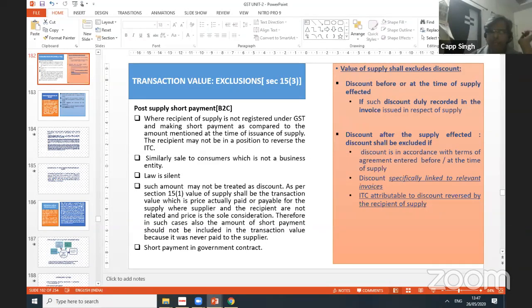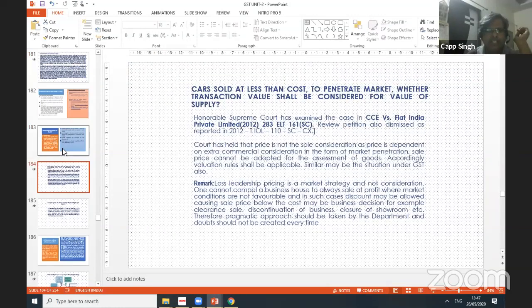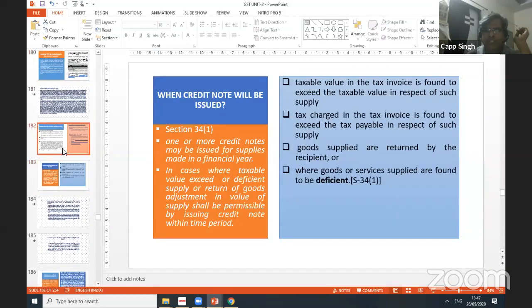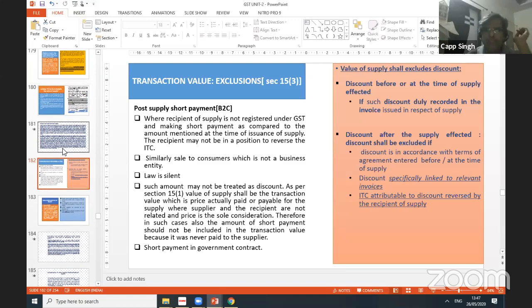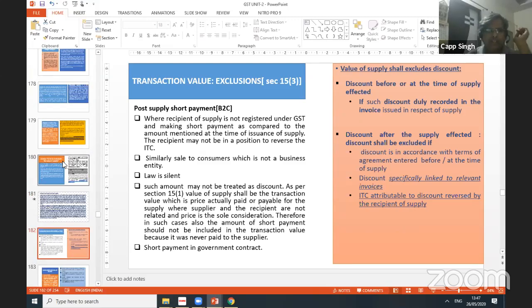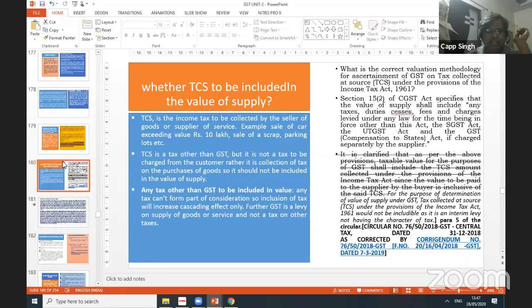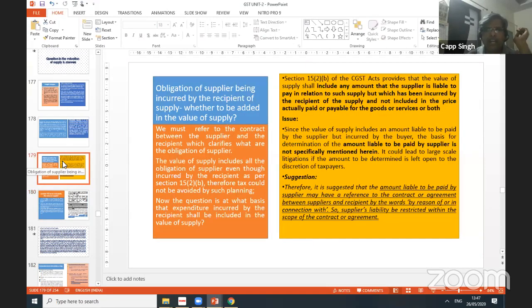Now the only point we have to consider in detail is the reimbursement of expenses. We must understand what is reimbursement of expenses. We have to highlight an example. Whenever we say reimbursement, reimbursement means the supplier is asking to pay some amount from the recipient on which the supplier is not charging tax.